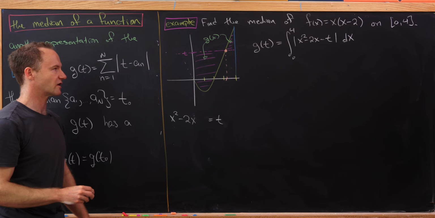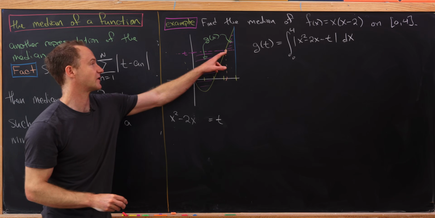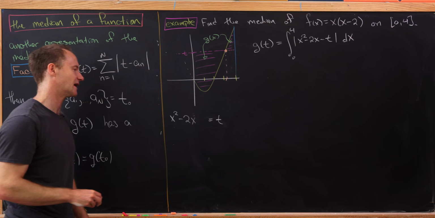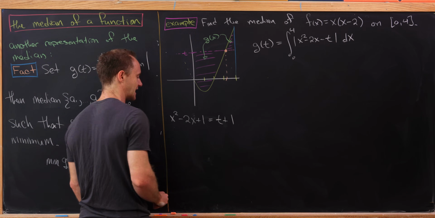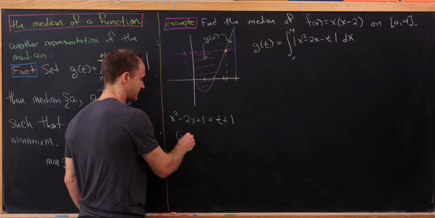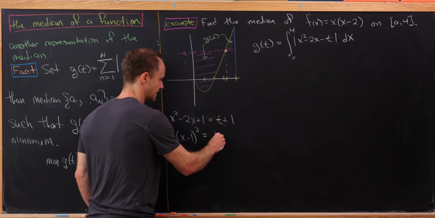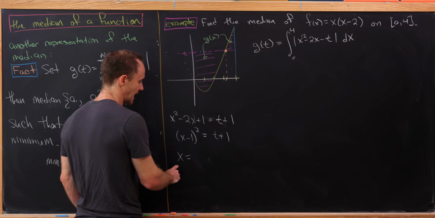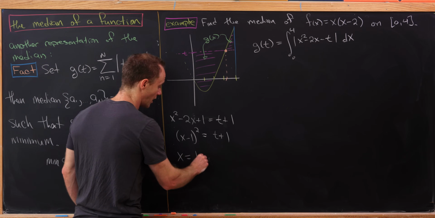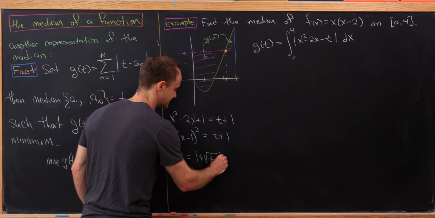That's going to be where those two intersect. But we're looking for the positive intersection point. We'll keep that in mind. So I might as well complete the square on the left-hand side by adding 1 to both sides. And then I can factor. This is x minus 1 squared equals t plus 1. Taking the square root, we'll get x equals 1 plus the square root of t plus 1.